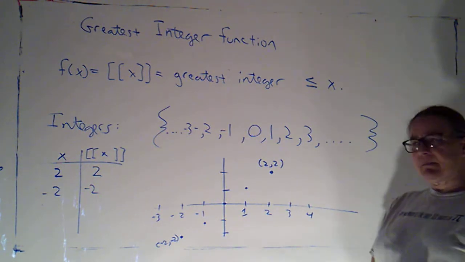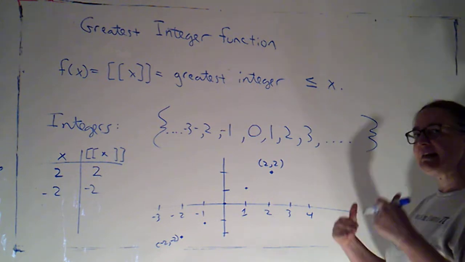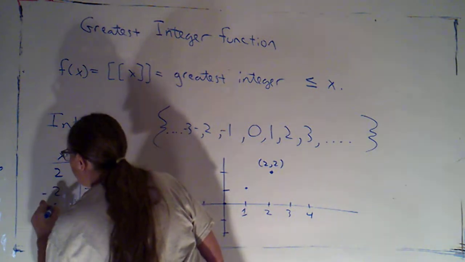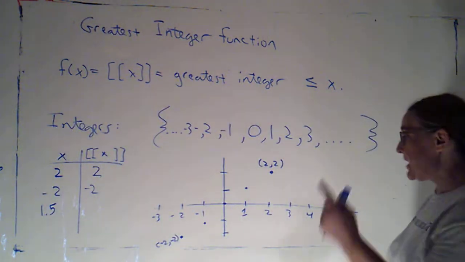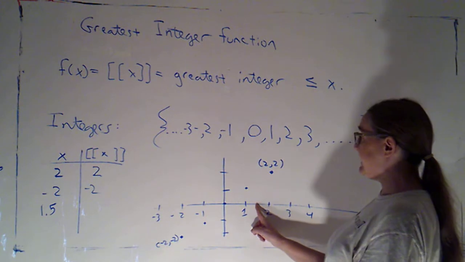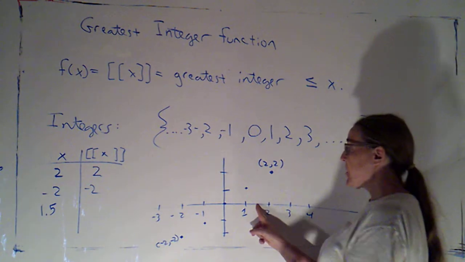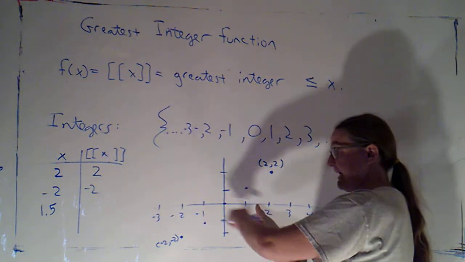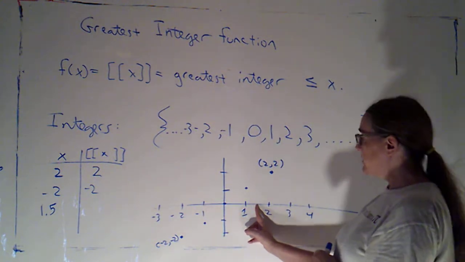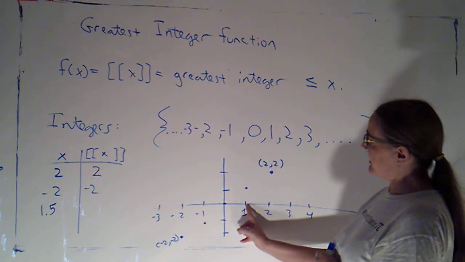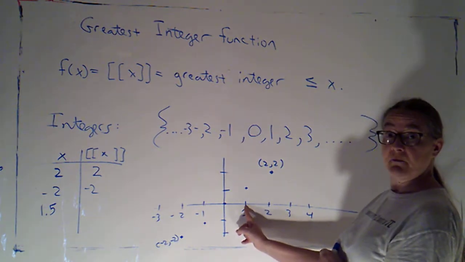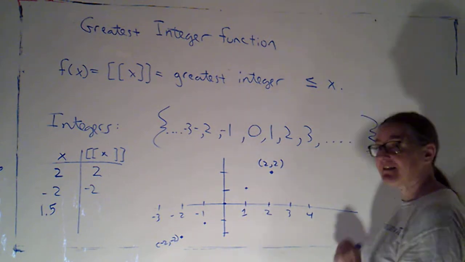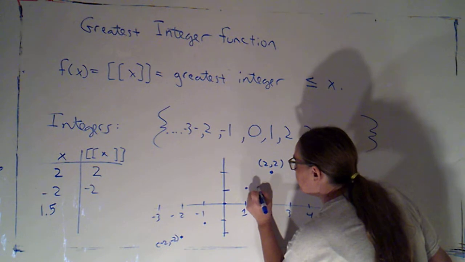Now let's see what happens if I plug in a number that isn't an integer. So let's say I wanted to plug in 1.5. Well, on the x-axis, 1.5 is here, in between 1 and 2. All of the integers that are less than or equal to it would be to the left of 1.5. So I'm going to just slide to the left until I hit an integer. The first one I hit is 1. So that is going to be my y value. That's the biggest integer that's less than or equal to 1.5.